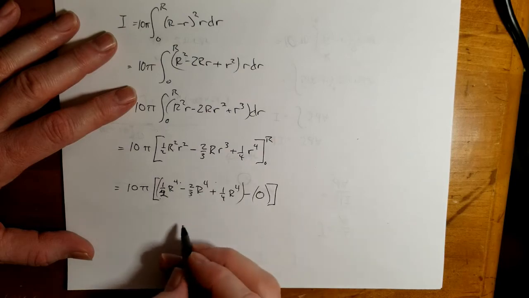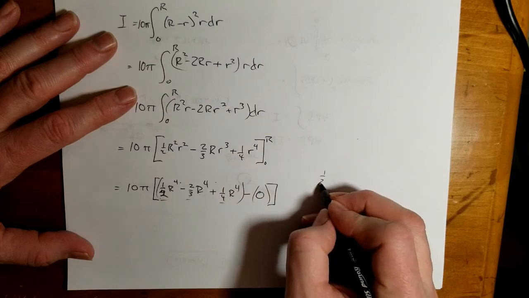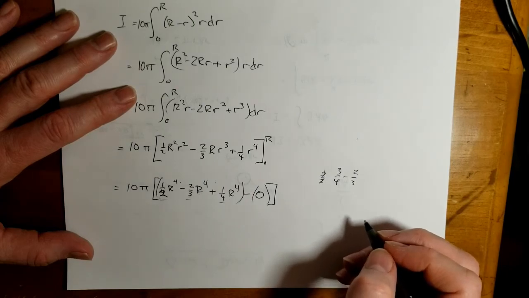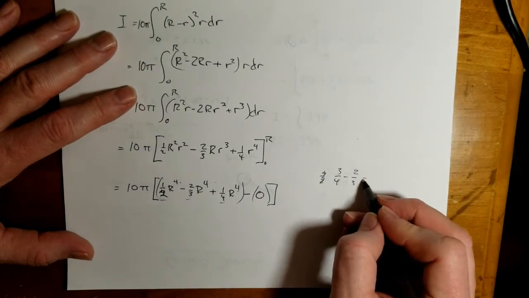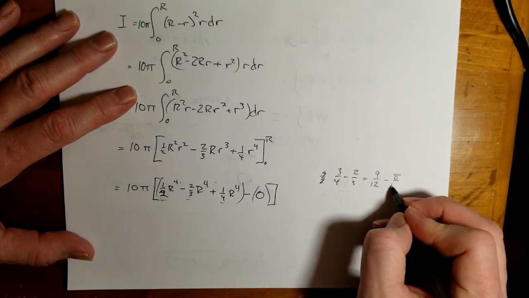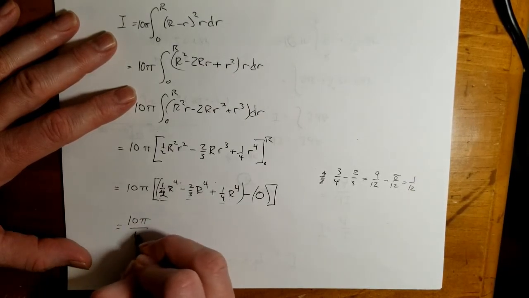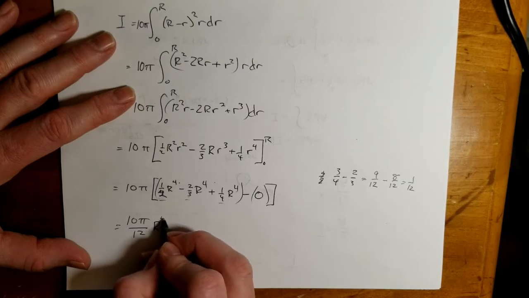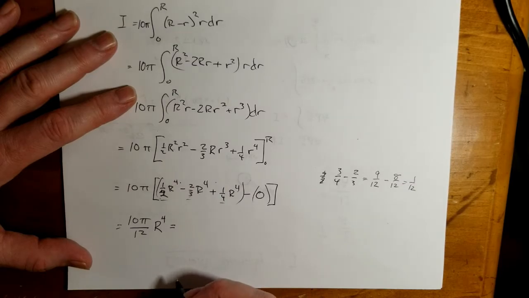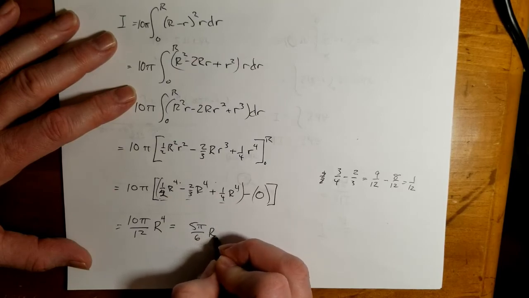And so obviously there's an r to the 4th there. So then I'm left with 1/2 plus 1/4 minus 2/3. So that's basically 3/4 minus 2/3. We could go decimal, but let's stick with the fractions just for fun. Looks like 12ths is the common denominator, so I have 9/12 minus 8/12, which is 1/12. So I'm left with 10 pi over 12 r to the 4th power. And so 5 pi over 6 r to the 4th.